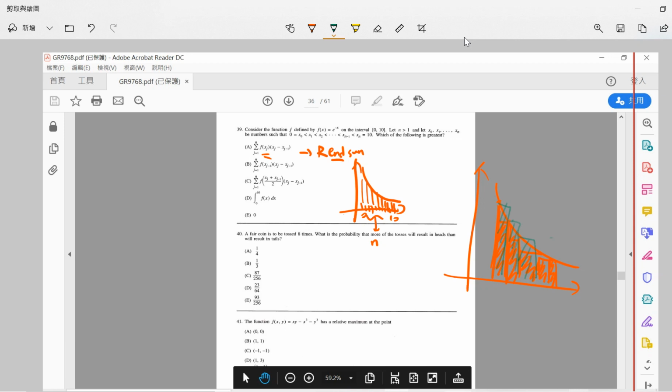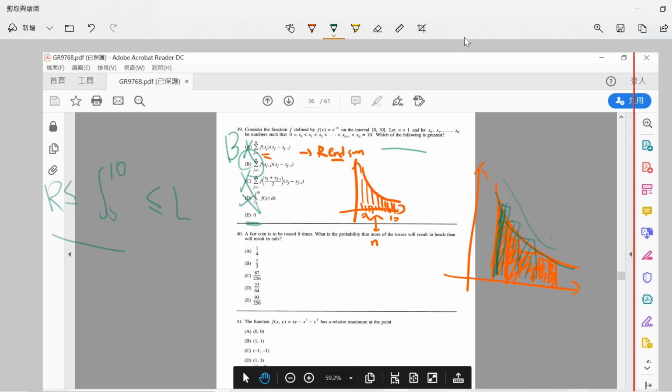Okay, so you know which of the following is greatest. You know that B is greatest, right? And C just takes the middle one, so C should be smaller than B. And E is the integral. Basically the integral is bounded by the left and the right sums, and this is a positive function. So B is our answer.